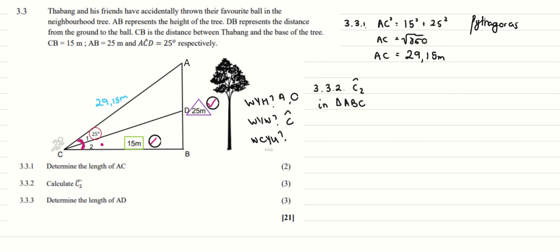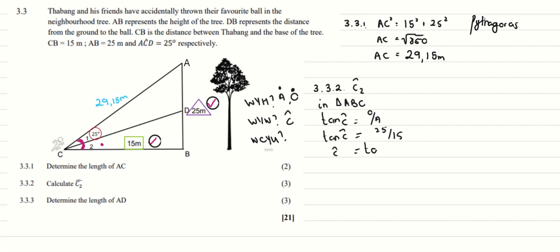And what can you now use? What you can use when it comes to adjacent and opposite is tangent. So we are going to say tangent of angle C is going to be opposite over adjacent, and so tan of angle C is going to be the purple triangle, 25 over 15, and then we solve this, right?